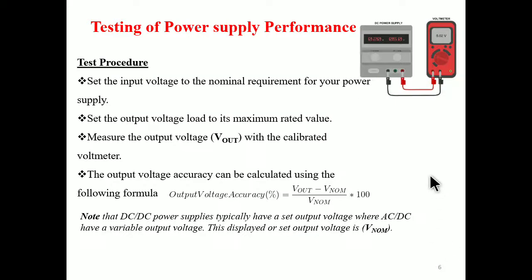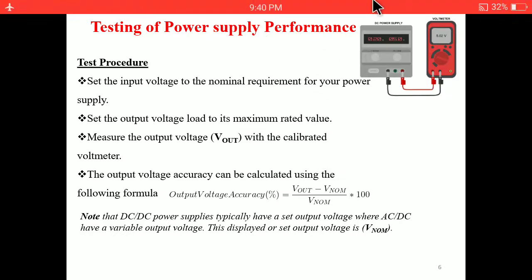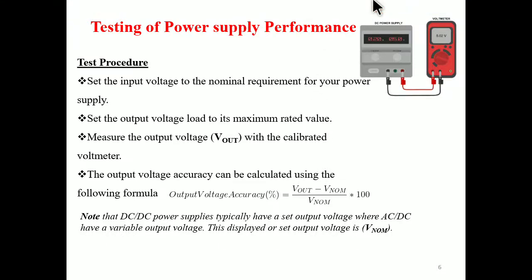Next, to test this output voltage, we have adopted one procedure. What is the procedure? First, set the input voltage to the nominal requirement and set the output load to its maximum rated value. Next, find the output voltage V out using the calibrated voltmeter. Finally, find the output voltage accuracy in terms of percentage, that is, (V out minus V norm) divided by V norm, multiplied by 100. Note down this value.